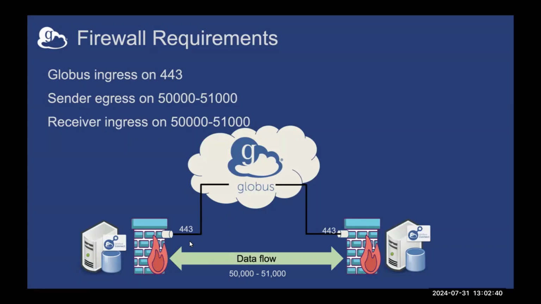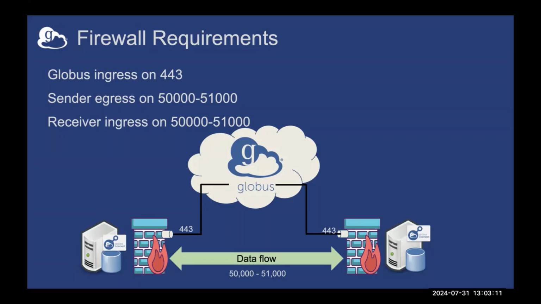The more complicated one is that the two endpoints need to be able to talk to each other. A sender needs to be able to connect to a receiver in order for data to flow. The way that works with Globus by default, it doesn't have to be this way, but this is by far the most convenient if you can set it up this way, is that senders are always forming TCP connections in an outgoing direction, and receivers are always accepting those connections. The port range that needs to be open is 50,000 through 51,000. These are ephemeral ports, so don't let that scare you too much.